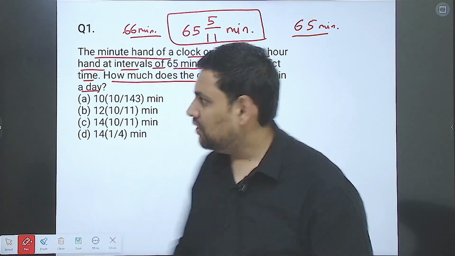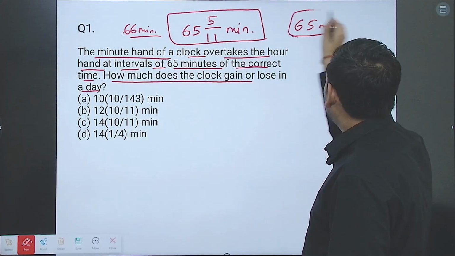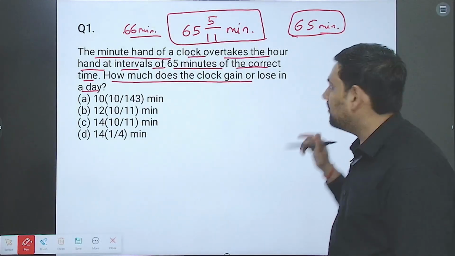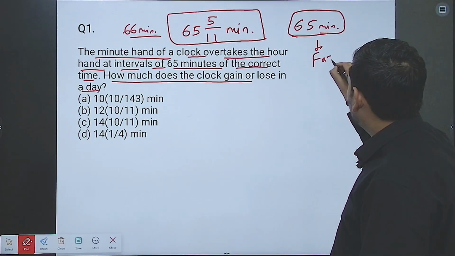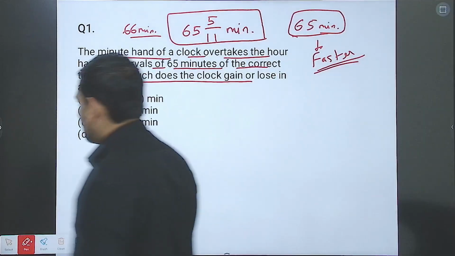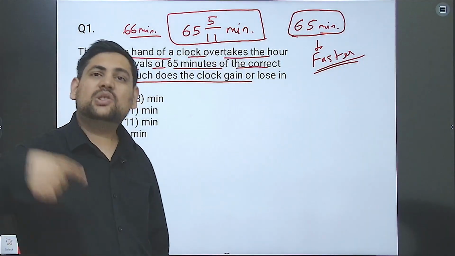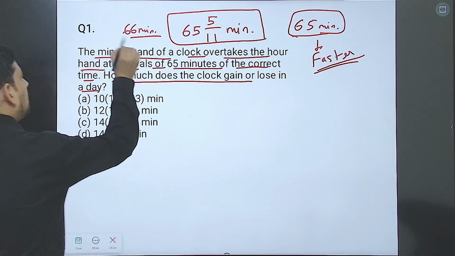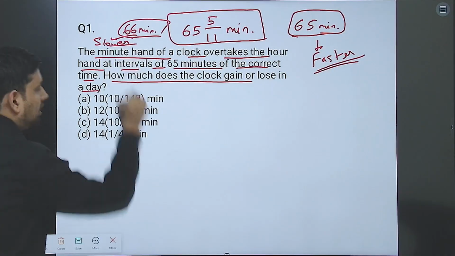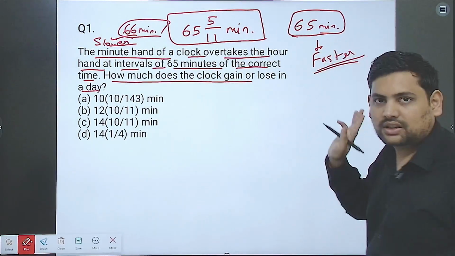Correct? So that means if instead of 65 5 by 11 minutes this clock's hour and minute hand are only taking 65 minutes, that means the clock is faster than the original time. Similarly, just the opposite: ideally it should have met at this time, but it is taking much longer than this. That means the clock is slower than the original time. So this watch is slow, this one is fast. Understood?